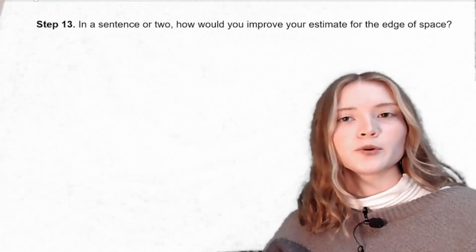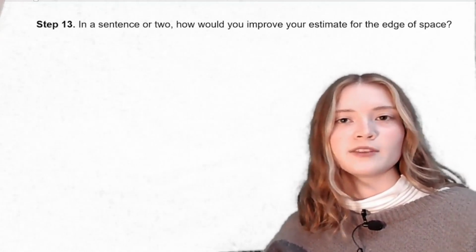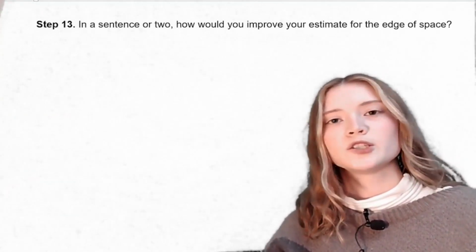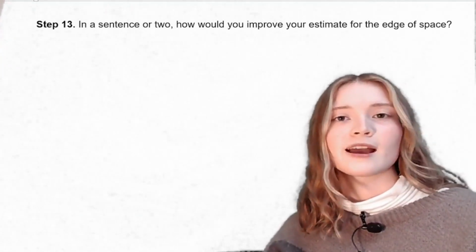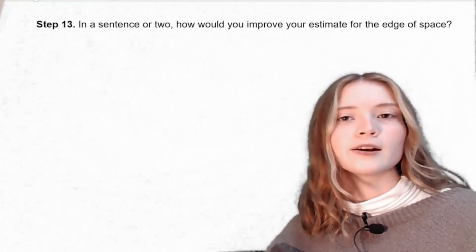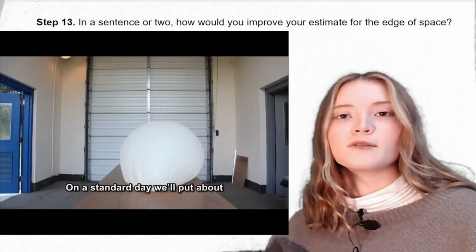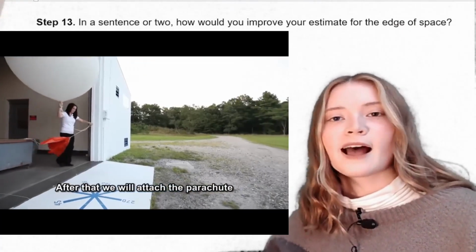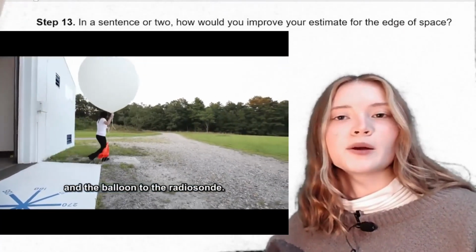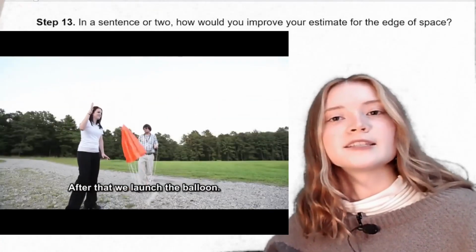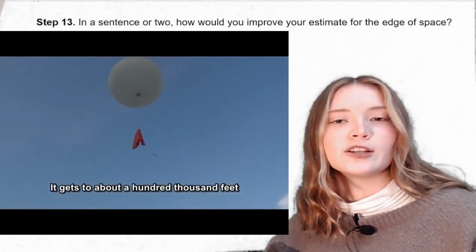So in order to improve our estimate of H space, the height of the edge of the atmosphere, we would need to somehow account for the way that air density changes as you go up higher in the atmosphere. And one way to do that would be to collect a lot more data over a wider range of heights, and then use that data to make a new and improved model that can take into consideration the way that air density changes with height.